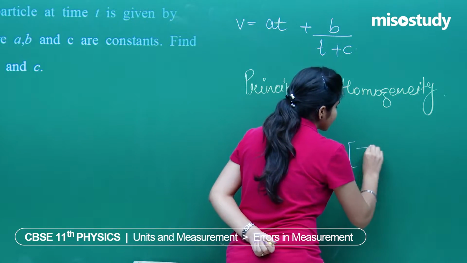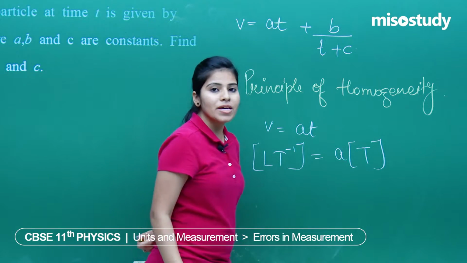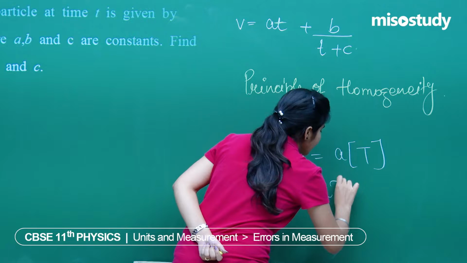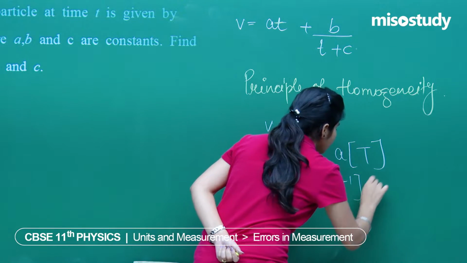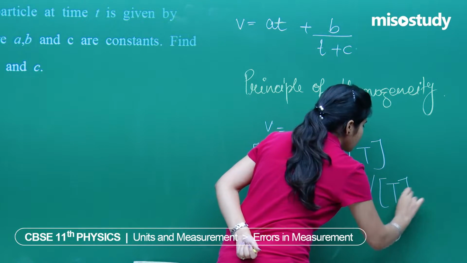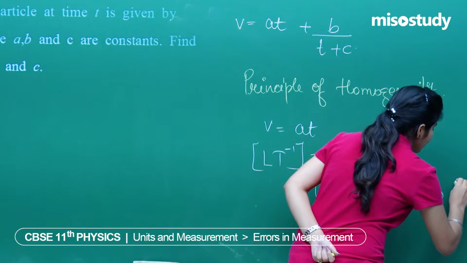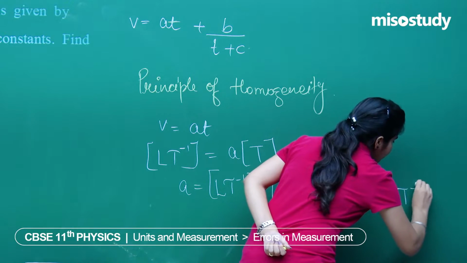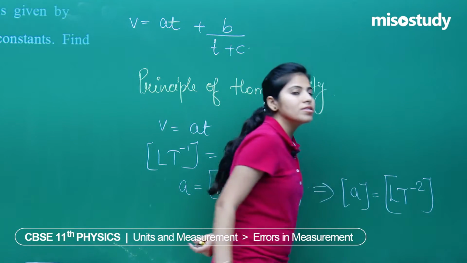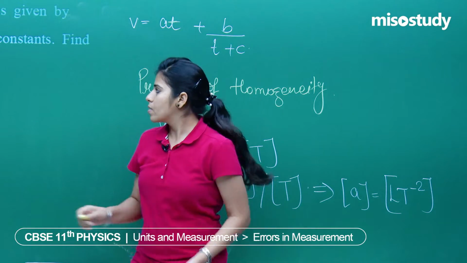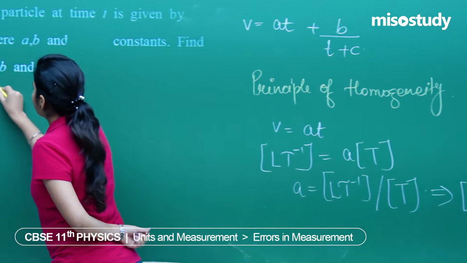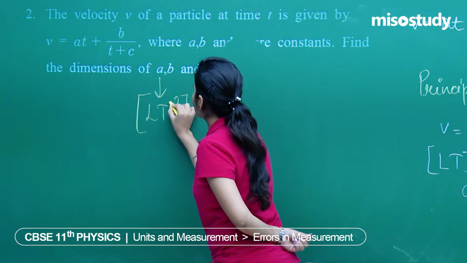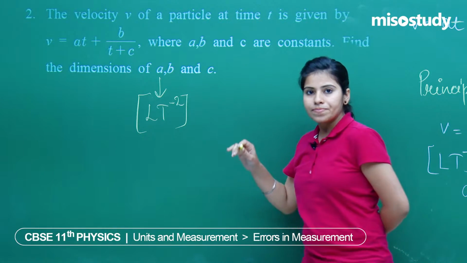Now t is time. So what could be the expected dimension of a from here? L t minus 1 divided by t. So finally we will have the dimension of a as L t minus 2. This is the dimension of a. What we have found is the dimension of a as L t minus 2. Now b and c are left.